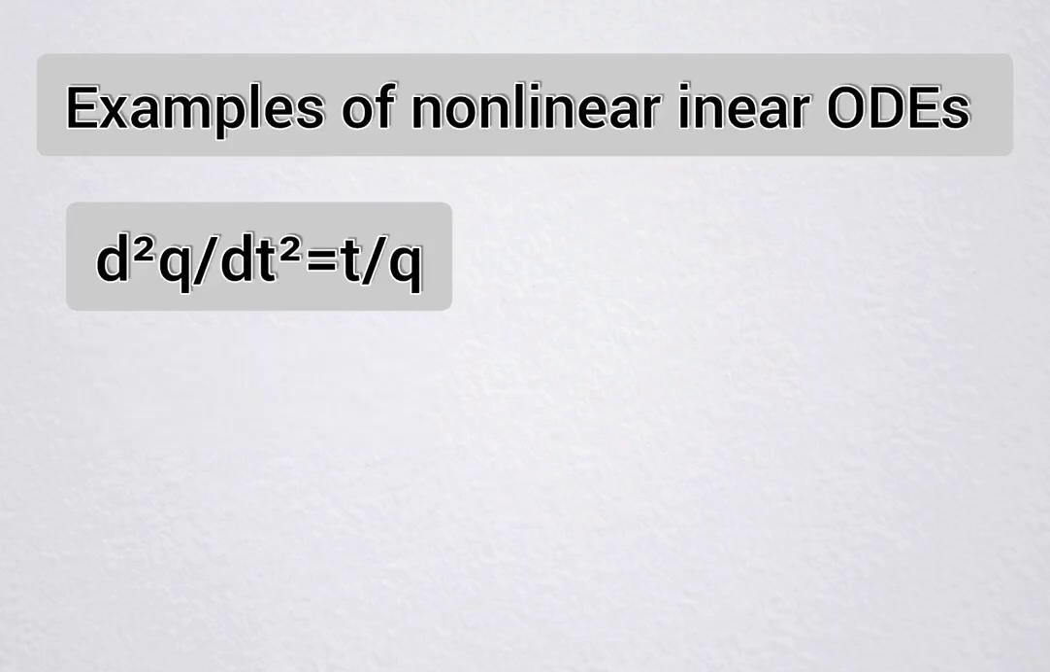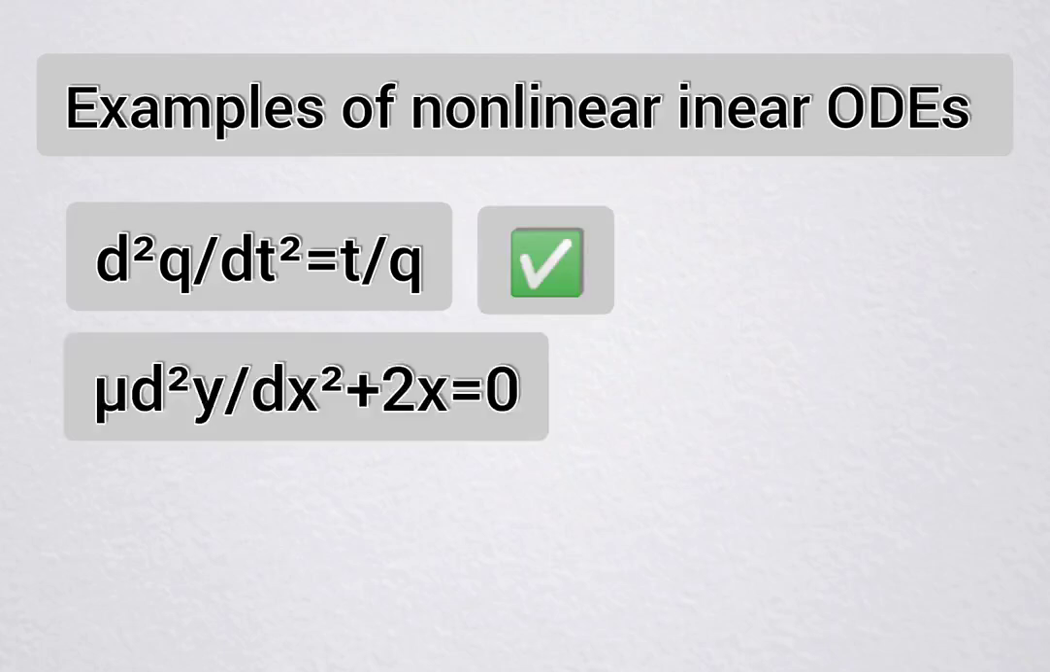The second example here we have mu times d²y/dx² plus 2x is equal to 0. Why is this ODE a nonlinear ODE? This is because if you take a look at the coefficient of our derivative at the left hand side, you will see that mu is not a constant coefficient but a non-constant coefficient. The value of mu is not known. Therefore, this disqualifies this ODE from being a linear ODE, and it is rather a nonlinear ODE.